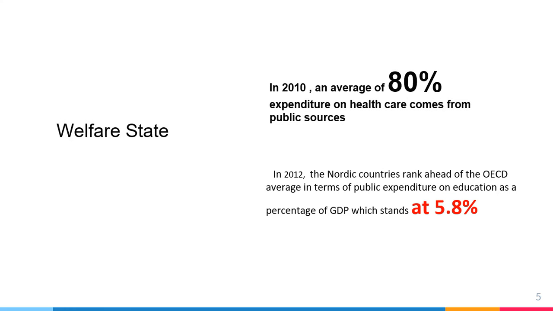A welfare state involves a transfer of funds from the state to the service providers, as well as directly to individuals. According to the Health Management Organization in 2010, in all of the Nordic countries, an average of 80% of expenditure on healthcare comes from public sources. In the same vein, in 2012, the Nordic countries ranked ahead of the OECD average in terms of public expenditures on education as a percentage of GDP, which stands at 5.8%. And according to the Gini coefficient, Nordic countries have the smallest income disparities with a coefficient of 0.25.